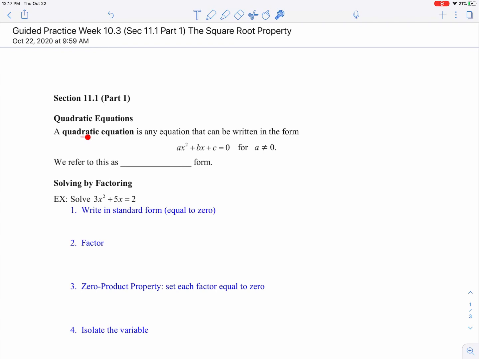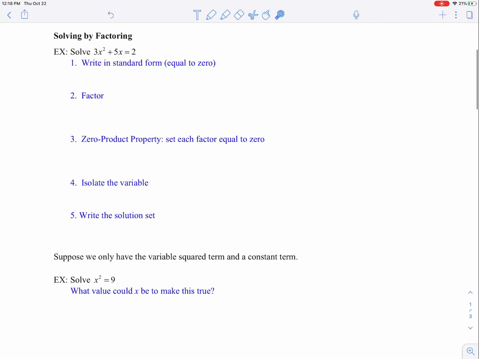Quadratic equations. A quadratic equation is any equation that can be written in the form ax squared plus bx plus c equals 0, provided a isn't 0, because if a is equal to 0, this term is actually gone, and we're just left with a linear equation. So we refer to this as standard form. In this first example, we're going to do some solving by factoring, nothing fancy here.